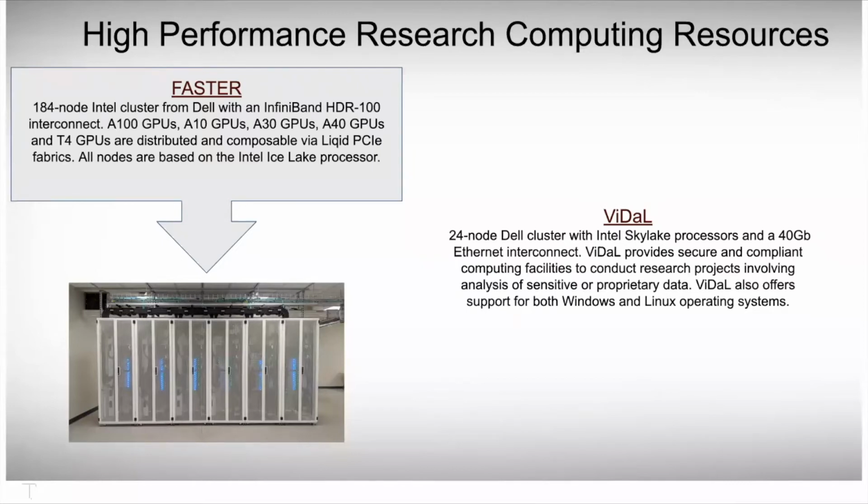And then Vital is the 24 node Dell cluster using Skylake processors, so a little bit older processors, with a 40 gigabit Ethernet interconnect. And Vital is actually an acronym, which stands for Virtual Data Library. That's why it's stylized like that. It's supposed to provide secure and compliant computing facilities to conduct research projects. So if that sounds like something that you might need to access, send HPRC an email, and we can work out access to Vital.